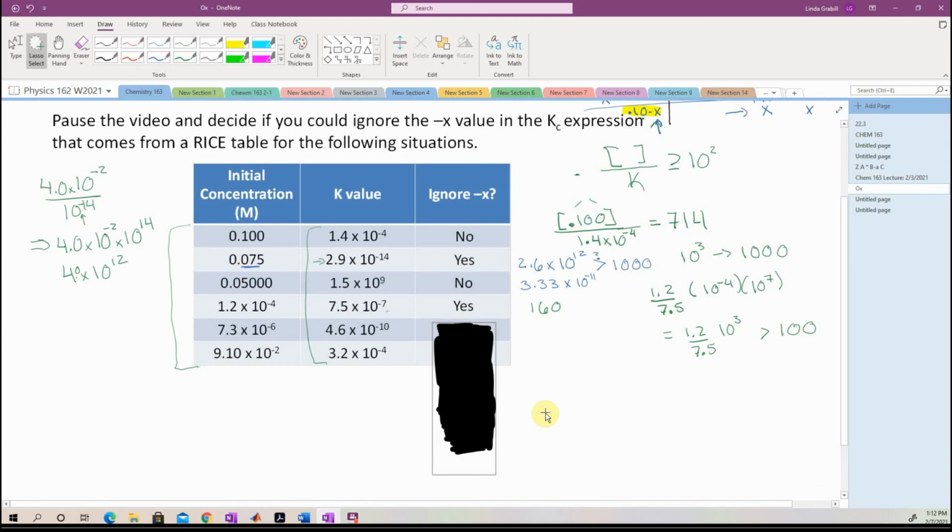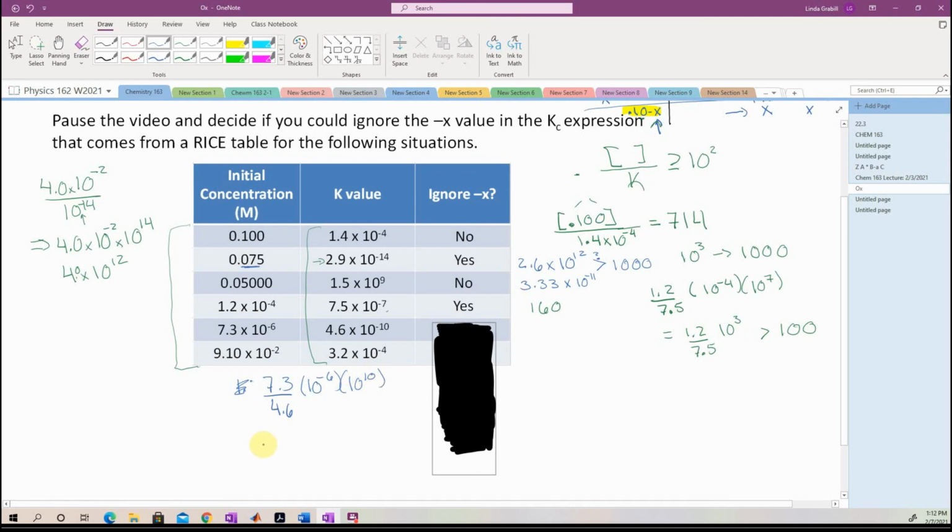Let's see, 7.3 times 10 to the negative 6, and I have now a small k. What am I going to get? Let me write it down here. I'm starting to get too cluttered. So I'll have 7.3 divided by 4.6. Let's look at my exponents. I have 10 to the negative 6 on the top, 10 to the negative 10 on the bottom, so that's going to become 10 to the 10.